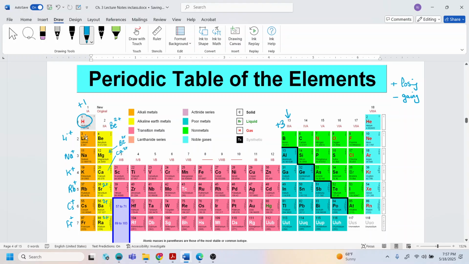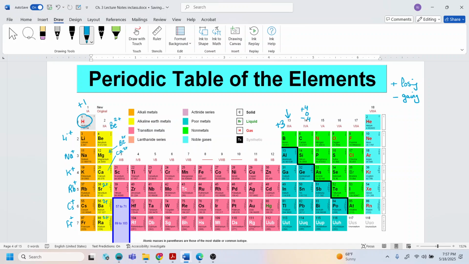So again, group number one, with the exception of hydrogen, loses one electron. Group number two loses two electrons. Group number three loses three electrons. Now, group number four, it depends. Group number four can either lose four electrons, or be neutral, with a zero sign, or it can gain four electrons. Okay, that is group number four.